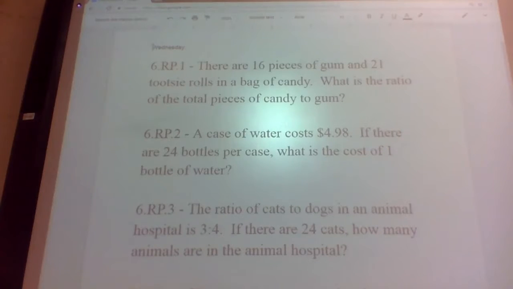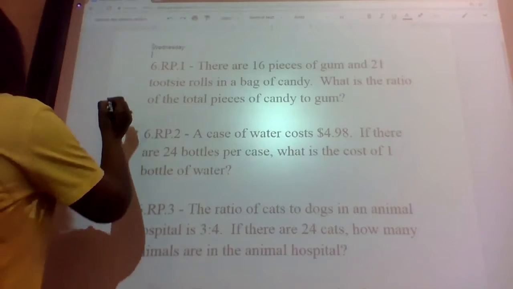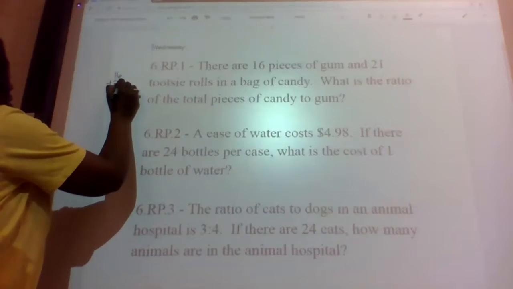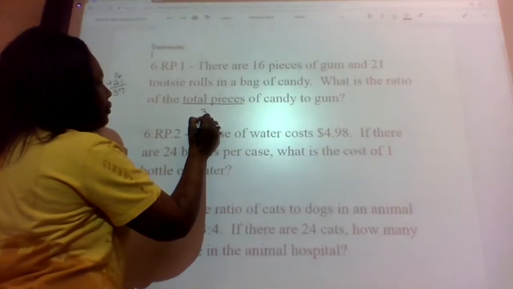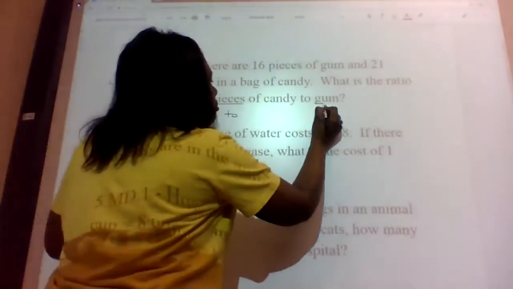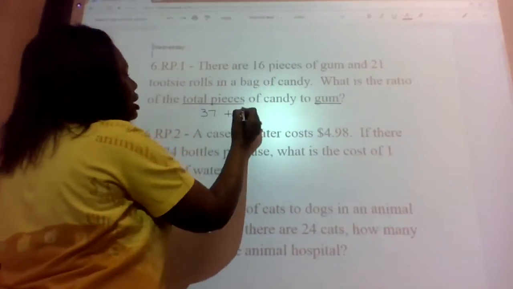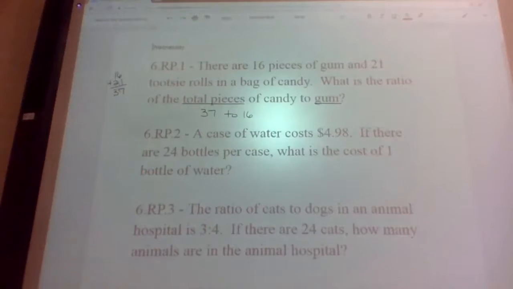So how much candy do we have? 37. How much gum do we have? Candy is 16, gum is 21. So 16 plus 21 is what? 37. So my total is 37. Total pieces is 37. Gum is how much? 16. So the answer to number 1 is 37 to 16.